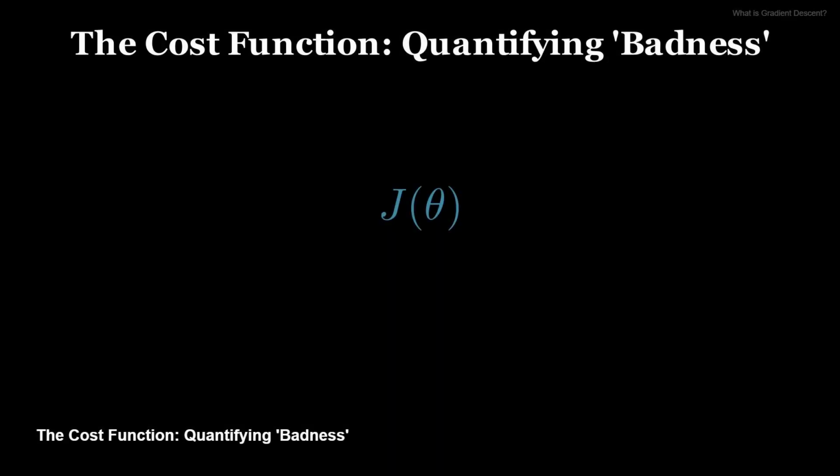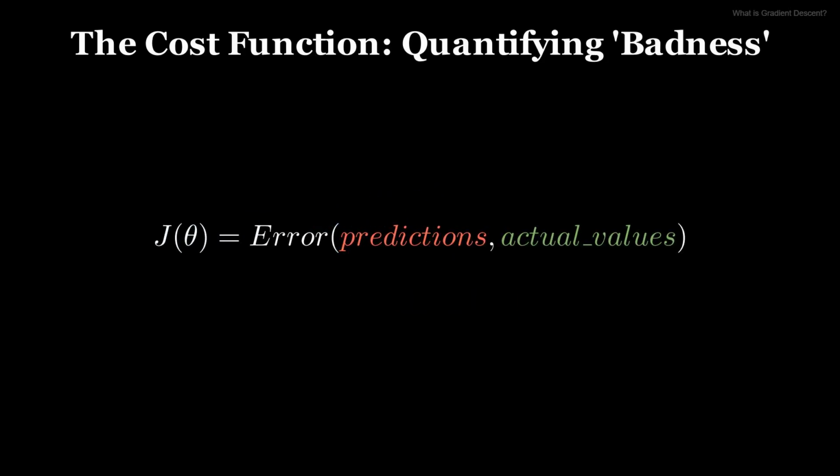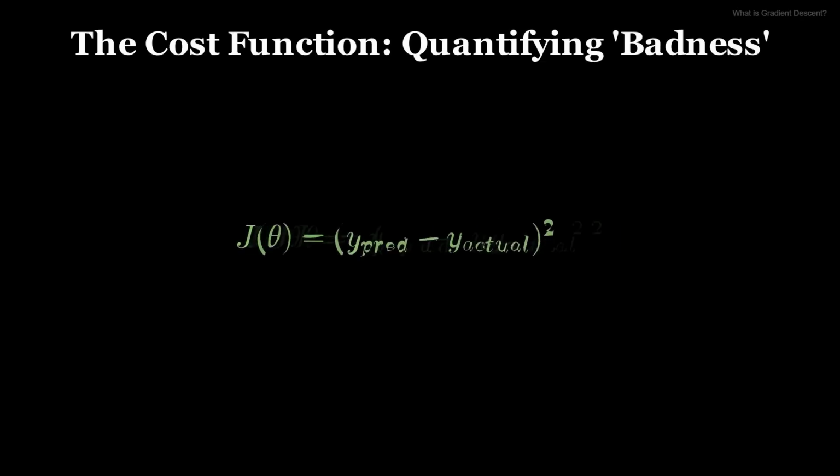At the heart of gradient descent is the cost function, often denoted J of theta. Here, theta represents our model's parameters, the weights and biases we want to optimize. The cost function takes these parameters as input and outputs a single number, quantifying how much error our model makes. A lower J of theta means a better model.